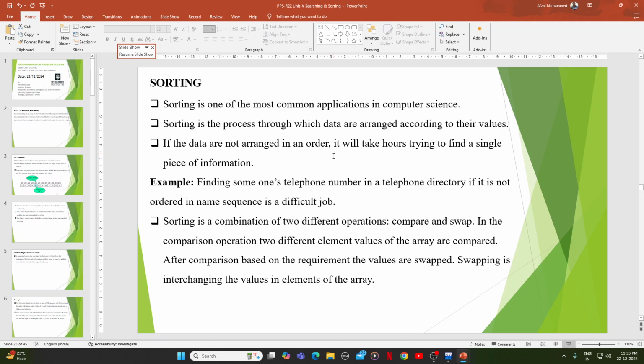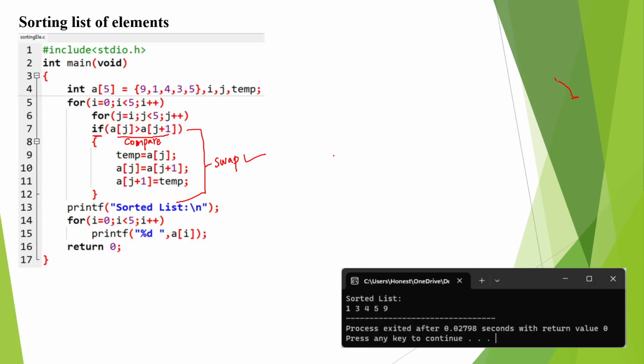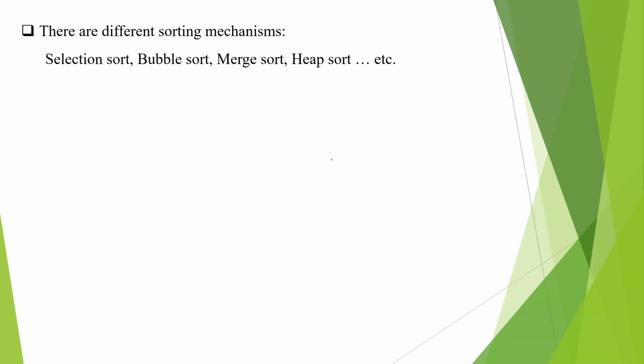Okay, so there are three different techniques to perform the sorting mechanism. In that, the first one is selection sort, as you can see here.